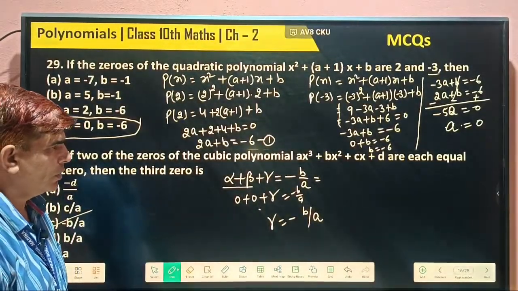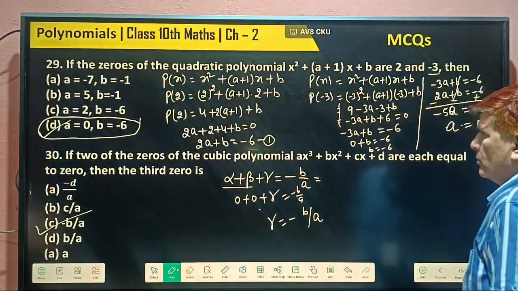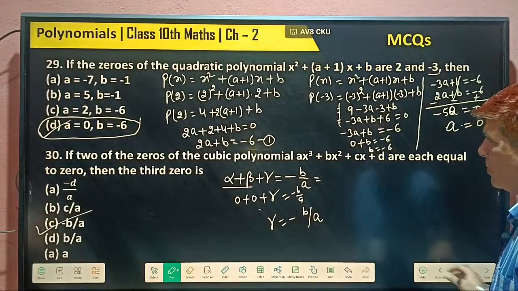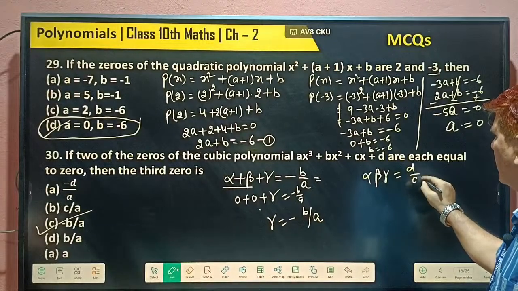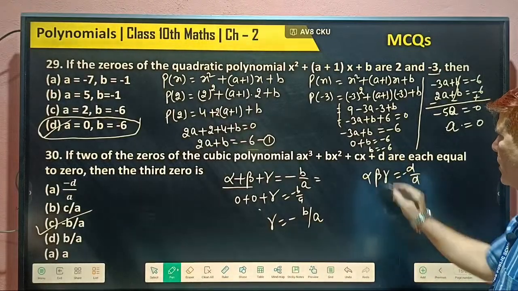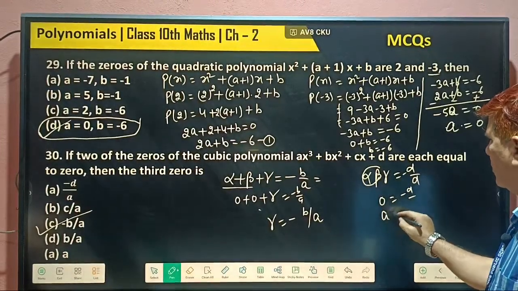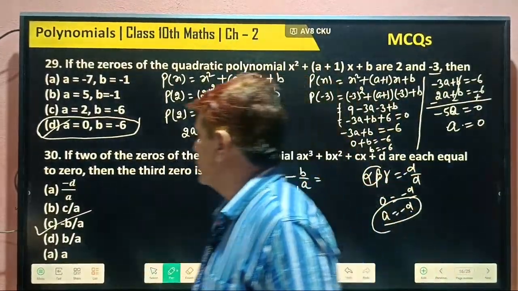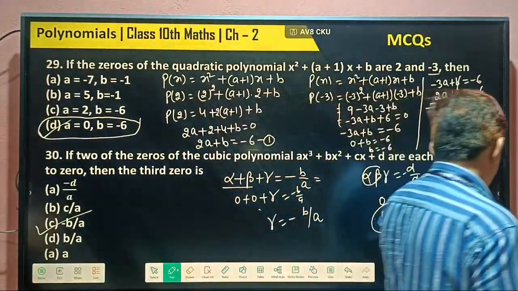Understood or not understood? One more possibility: alpha beta gamma is equal to minus d by a. But these two are 0, so this is also 0. So a equals minus d. So the values of a and d are negatives of each other also. But we have to find what is asked.